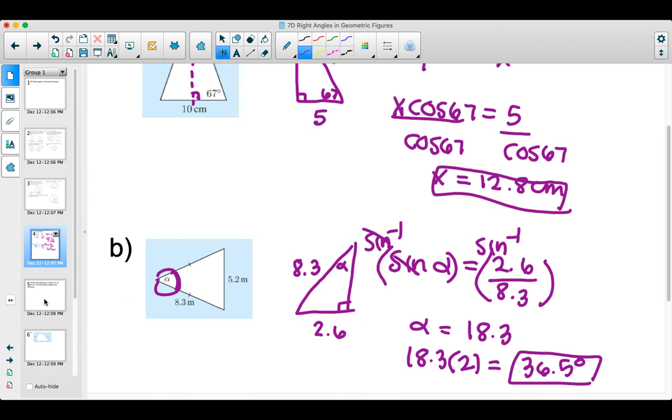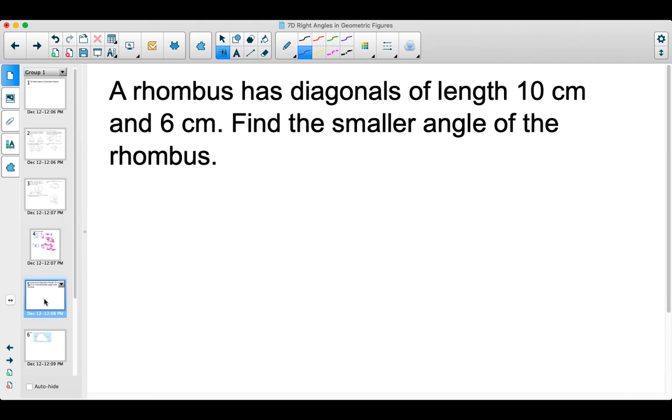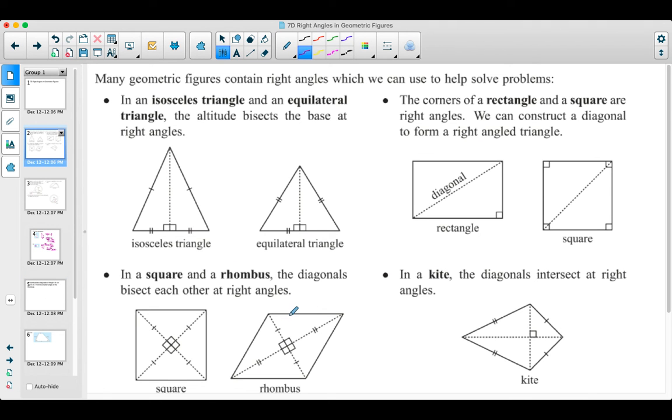Okay, let's take a look at another problem. It says a rhombus has diagonals of length 10 centimeters and 6 centimeters. Find the smaller angle. So if you recall from here, we have a rhombus here. And so what it's talking about is like this side is 10 and this side is 6. Well, actually 5 and 3, it'll be half because we're only going to be doing half of it.